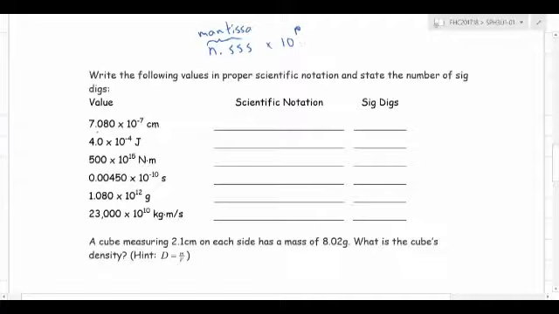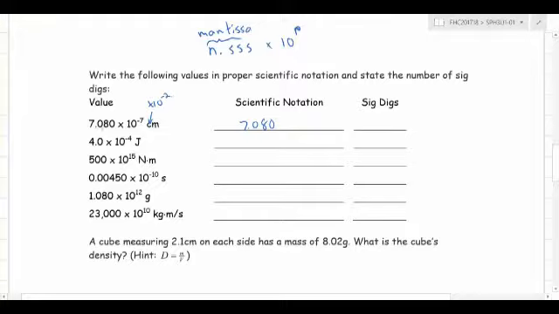So we first look at this and we say, look at this mantissa. Does this satisfy this requirement? We have a non-zero followed by a decimal and followed by any significant digits. And it does. 7.080 is already a valid mantissa for scientific notation. And then we have times 10 to the power of minus 7 centimeters. And if you wanted to leave this in centimeters, this was already in scientific notation. However, one thing that you can also recognize is that centi is just times 10 to the power of minus 2.